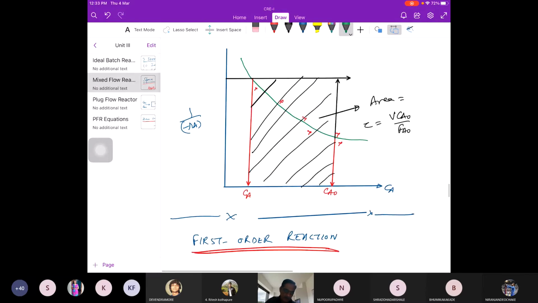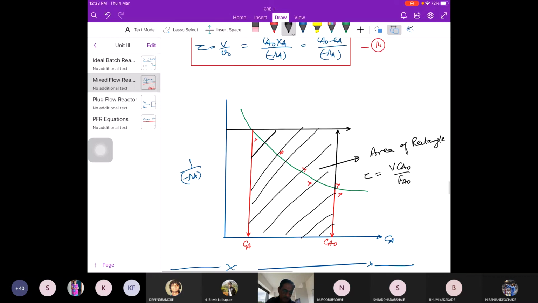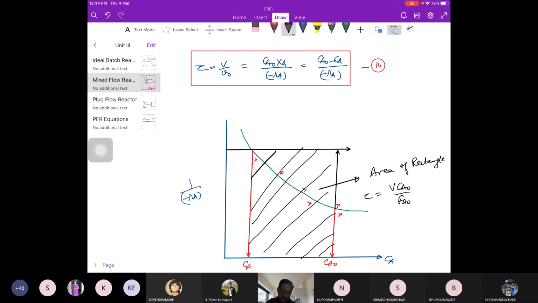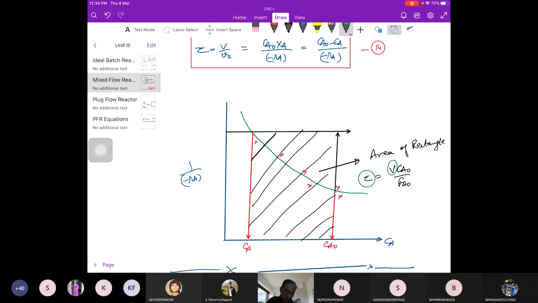here we are finding the area of the rectangle. Same thing, because there also the equation is nothing but y into x. If you plot 1 upon minus RA versus CA0 minus CA, with CA0 minus CA as the numerator and 1 upon minus RA as the denominator, I'll get the tau value directly here. And from that we get the reactor volume. So if I change the CA value, suppose I take a different value of CA, then the area will change.